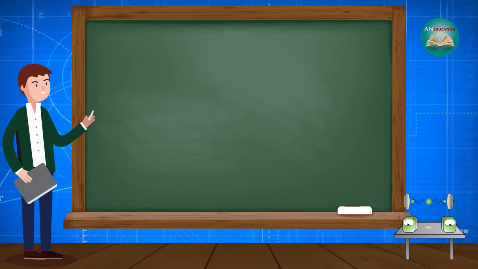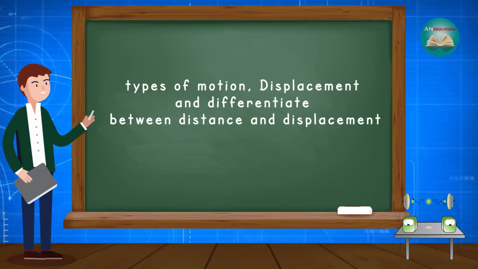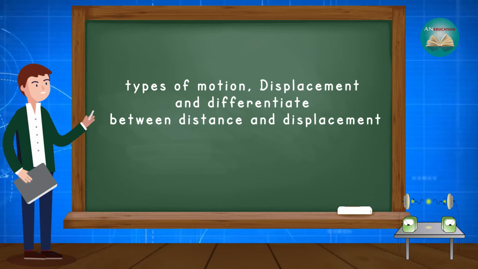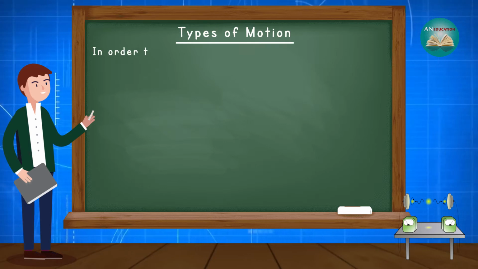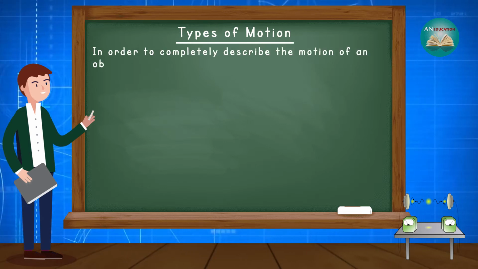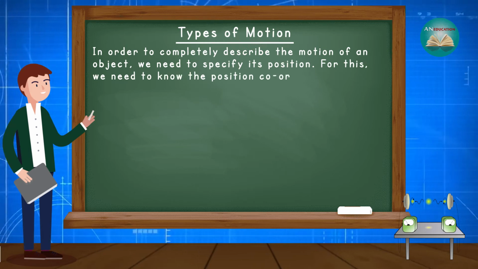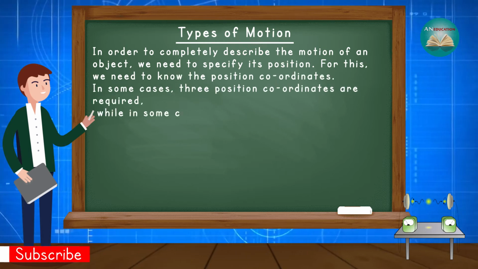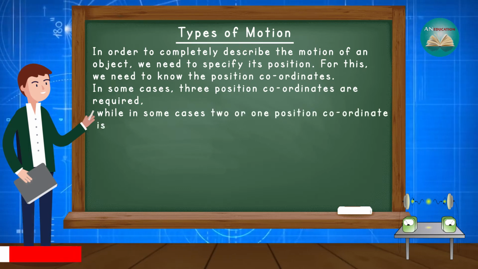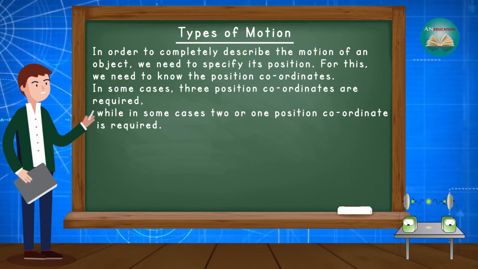In today's video, we will learn about types of motion, displacement and differentiate between distance and displacement. So let's start with types of motions. In order to completely describe the motion of an object, we need to specify its position. For this, we need to know the position coordinates. In some cases, 3 position coordinates are required, while in some cases 2 or 1 position coordinates is required.